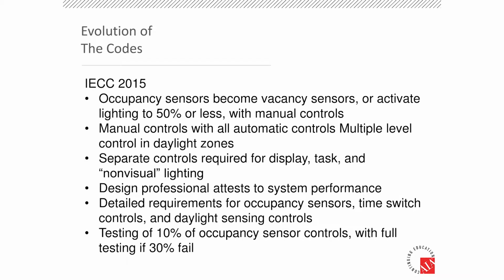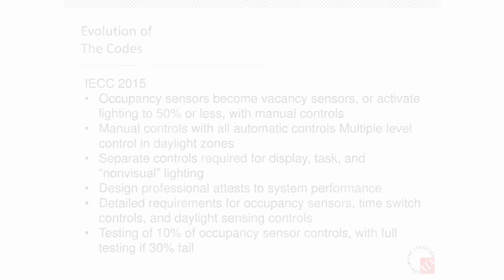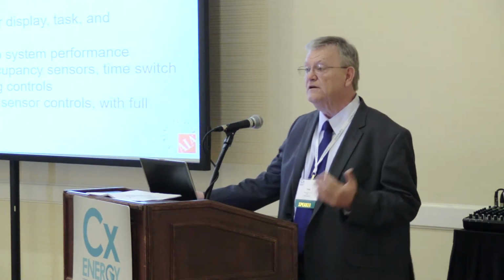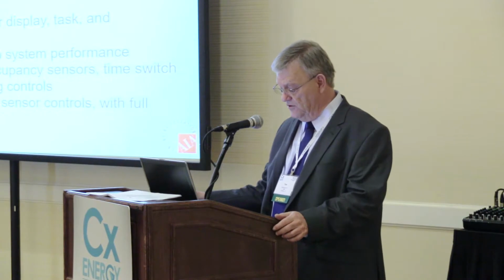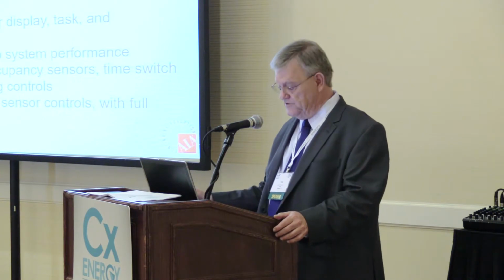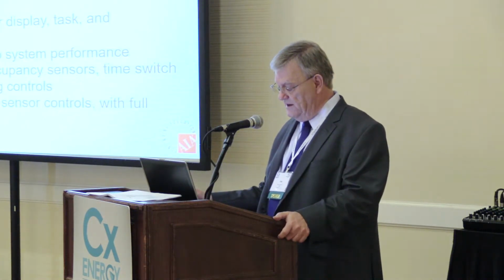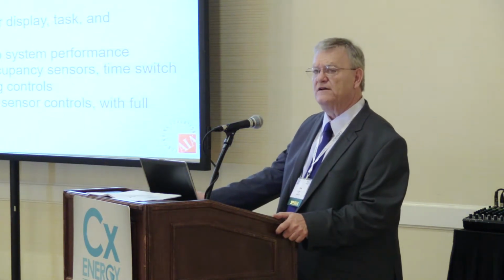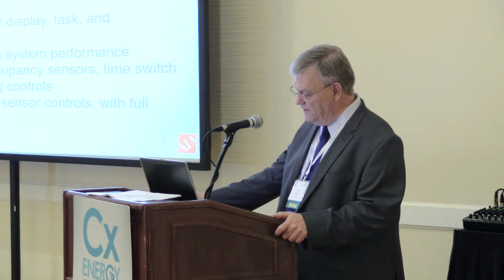It required that all the automatic controls have manual controls associated with them. I'm supposed to have a carriage return right here. The next line is multiple level control in daylight zones. That means the daylight zones can't just have a single 50% level or 70% level or 30%, but that they have to have several levels of control. It also calls for continuous dimming in classrooms and offices, labs, and library reading rooms. I didn't know there were so many library reading rooms that they merited a specific reference in there.